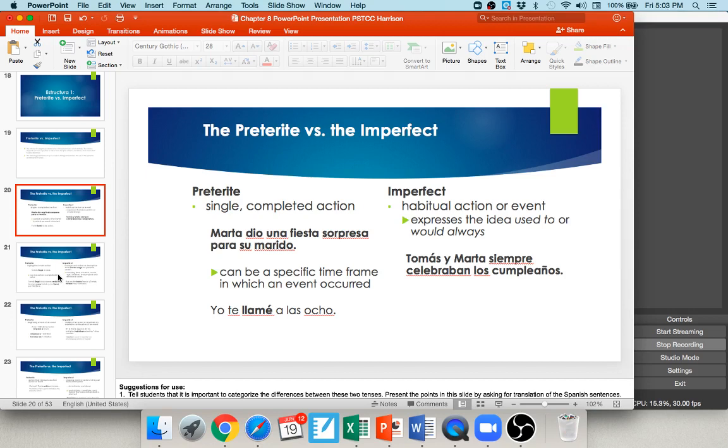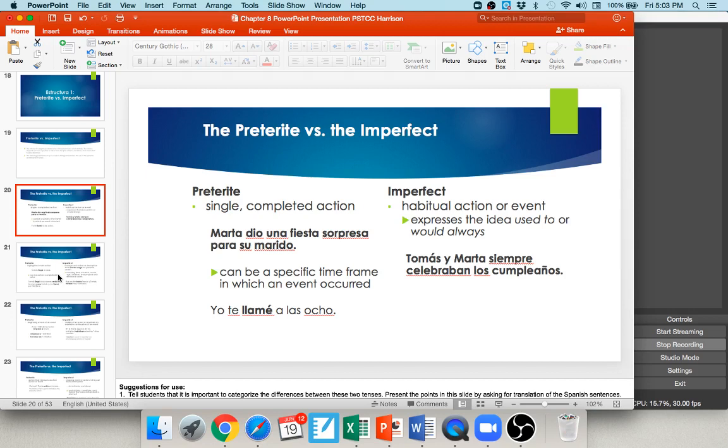The imperfect is the complete opposite of that. It is used for habitual or ongoing actions in the past. So, for example, Tomás y Marta siempre celebraban los cumpleaños. So Thomas and Marta always used to celebrate their birthdays.